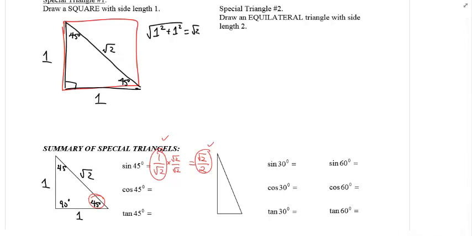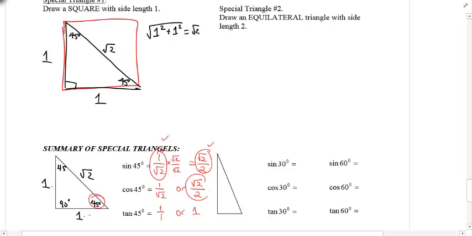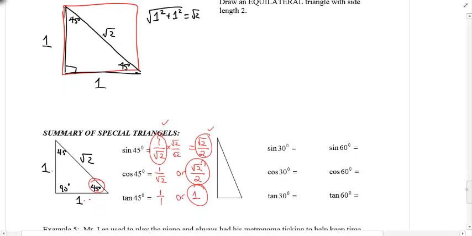Cosine 45. Well, cos is just the adjacent, which is also 1 over root 2, or my preference, root 2 over 2. Tangent 45. Tangent is opposite over adjacent. That's 1 over 1, or of course just 1. So there you have it. Your special angles for 45 degrees.